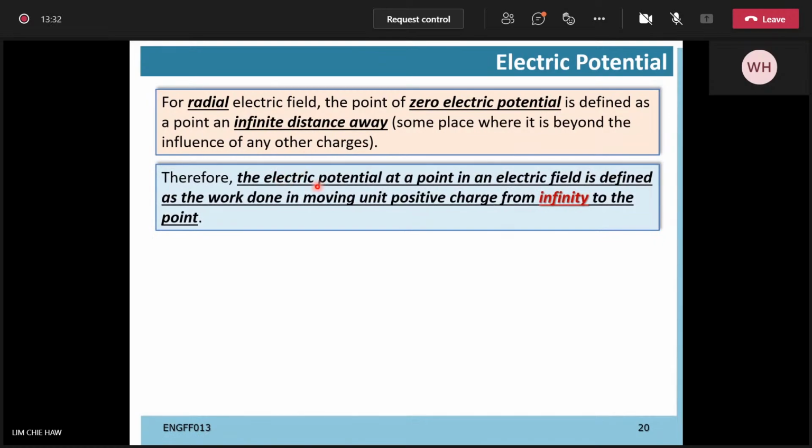Therefore, the electric potential at a point in an electric field is defined as the work done in moving unit charge from infinity to the point. This is very important. Later I will further explain this statement. This statement actually comes from the formula that I showed you just now. Let me write it down for you. It comes from this: V equals W over Q.